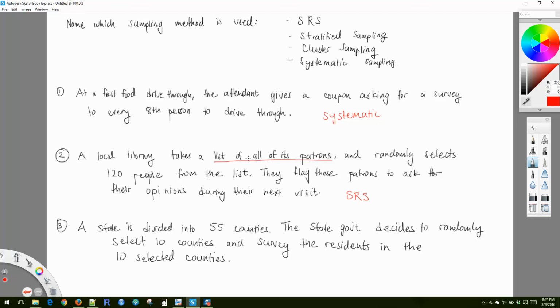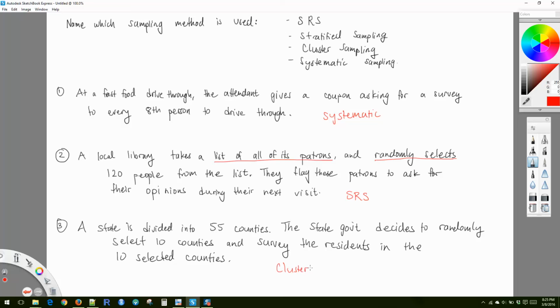So we have a list of the entire population, and because we're then just randomly selecting from that list, that's going to be simple random sampling. And then number 3, the state's divided into 55 counties, and we're going to randomly select 10 of those counties and survey the residents. What's that? This is going to be cluster sampling.